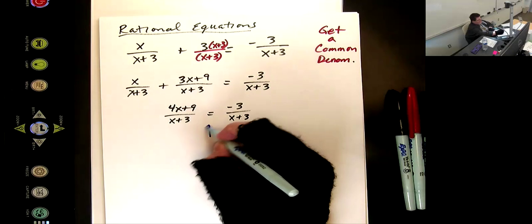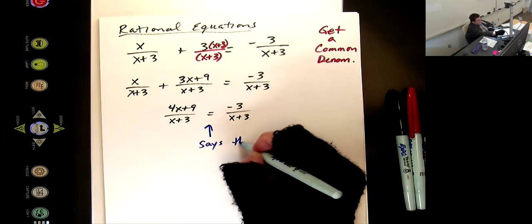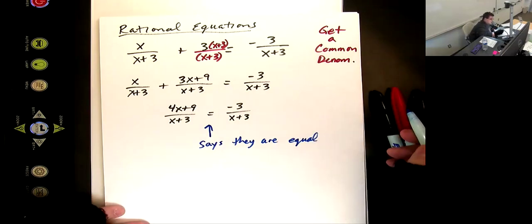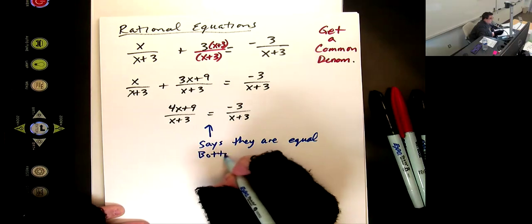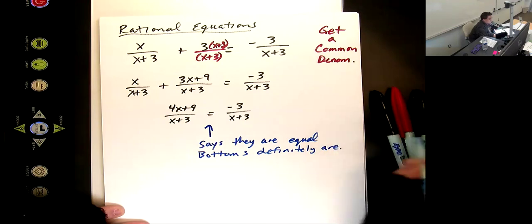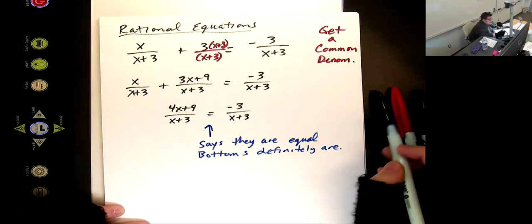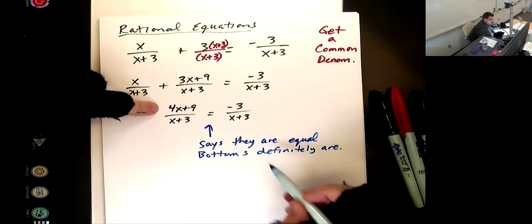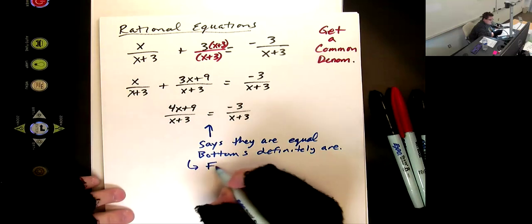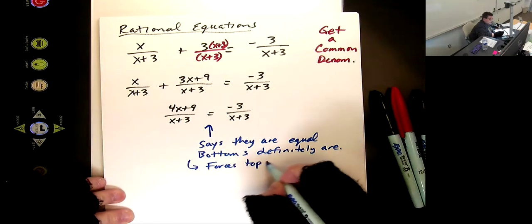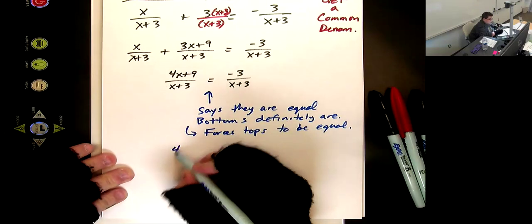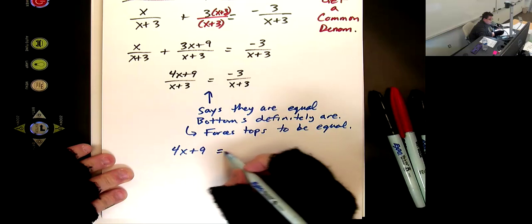Now, this says they are equal. Two sides are equal. The bottoms definitely are. They're identical. They both say x plus 3. So for this to be equal, since the bottoms are equal and this whole thing has to be equal, this kind of forces the top to be equal. So this becomes 4x plus 9 is the equivalent of having that.